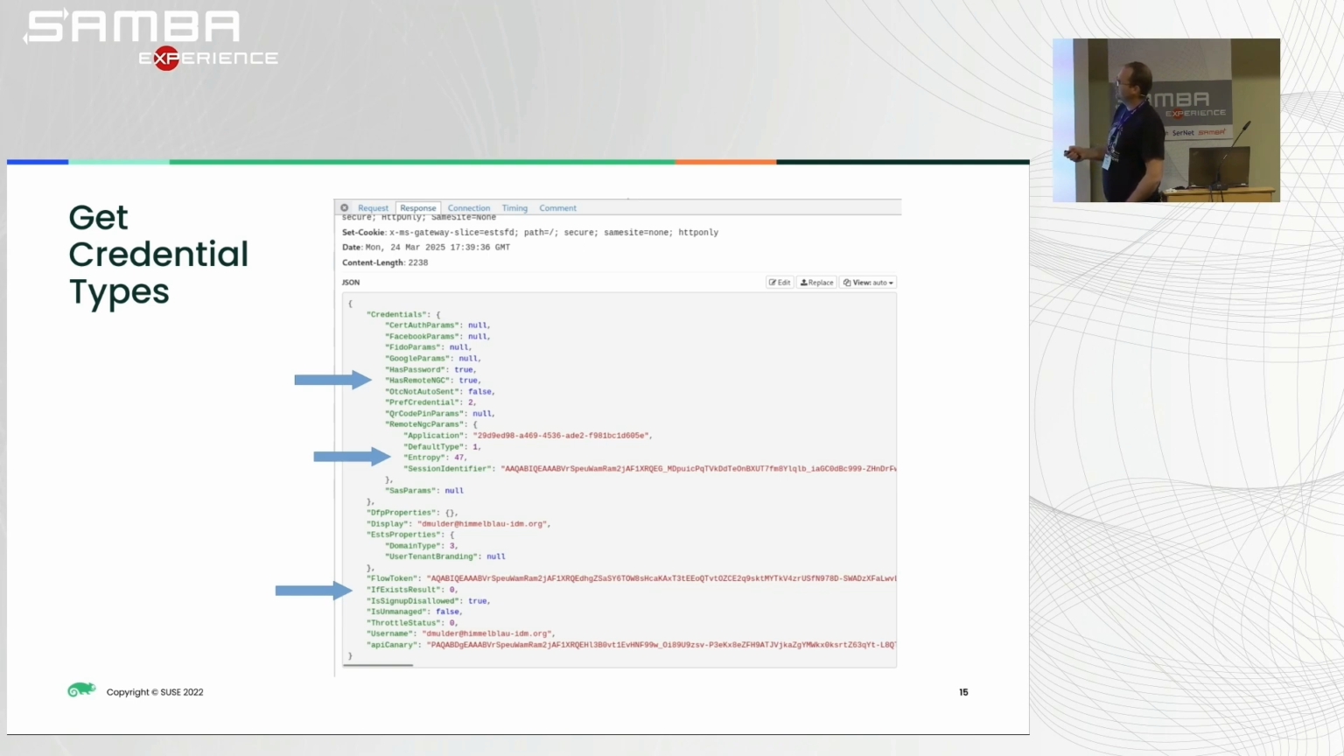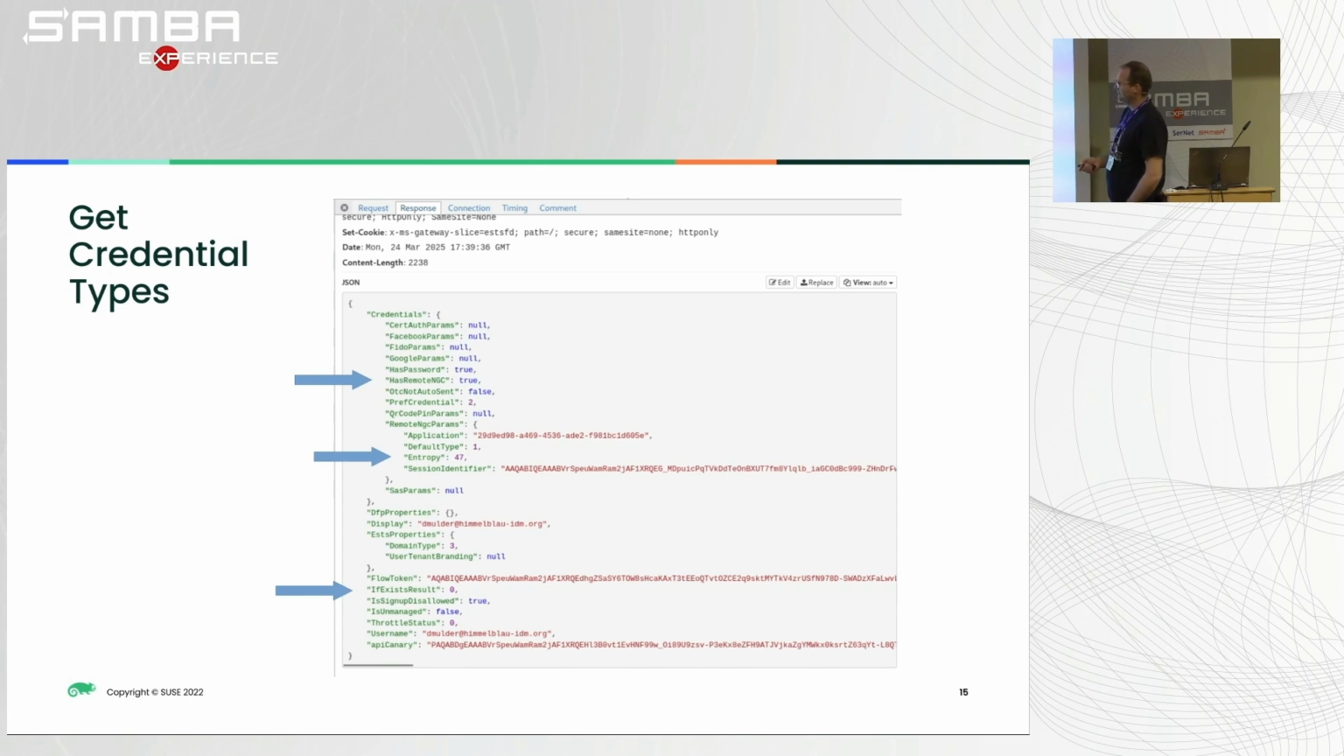So there's the has remote NGC. Here's the params for the remote NGC. Here you'll see there's this entropy code. That entropy code is what we'll be plugging into the Microsoft Authenticator app to authenticate the user. There's also, you can see, the flow token. There's a canary. These are both used, and the session identifier, those are all used in conjunction throughout the authentication process. You can see also here this if exists result.